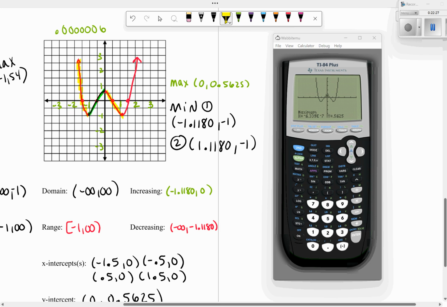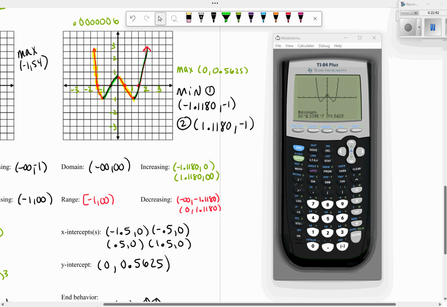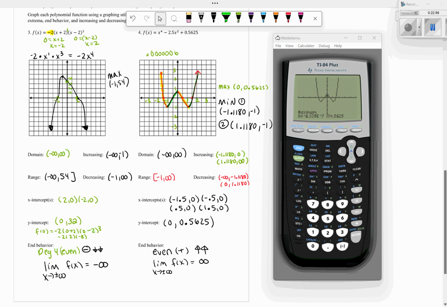And then the next portion, from here to here, is decreasing because your y values are going down. So we're decreasing from 0 to 1.1180, that other minimum value. And then for the last portion, of course, your y values start to go up again. So then they're increasing from 1.1180 to infinity. And then I think we have everything for our graph. So that is how we would use our graphing calculator to help us analyze our function.